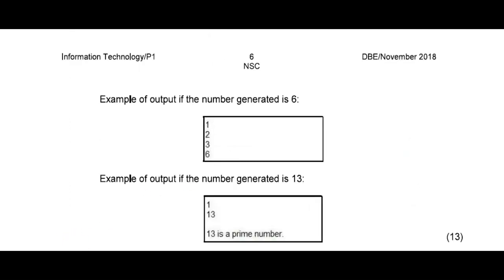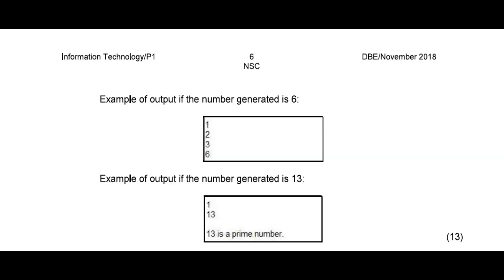This is the example of output. You can see here 6 is generated randomly and then the factors are displayed, but it's not a prime number. Whereas when 13 is generated, we have 1 and 13 as the only two factors and 13 is a prime number. Press pause, try it yourself. I'll show you the memo soon.